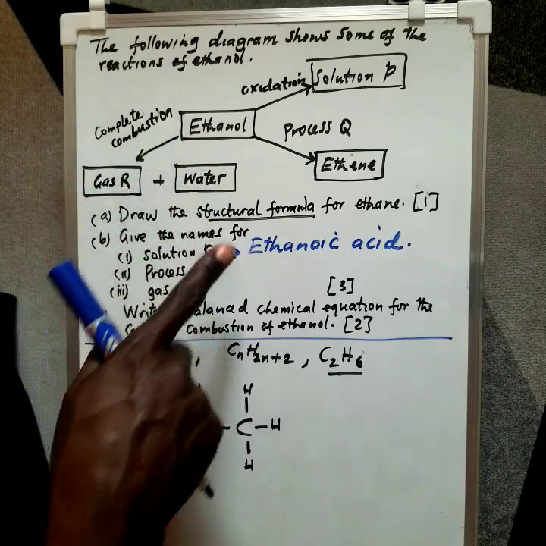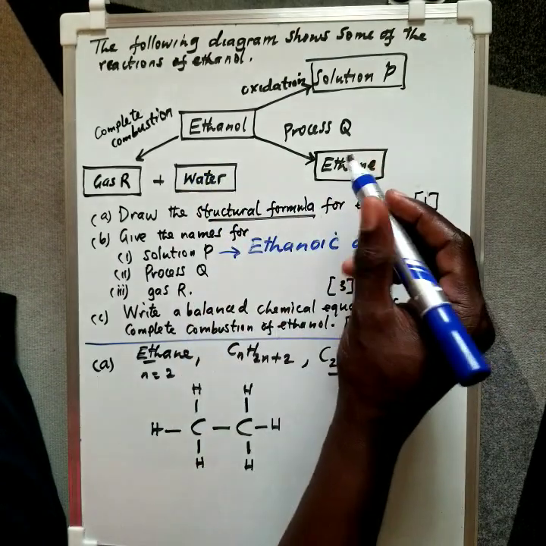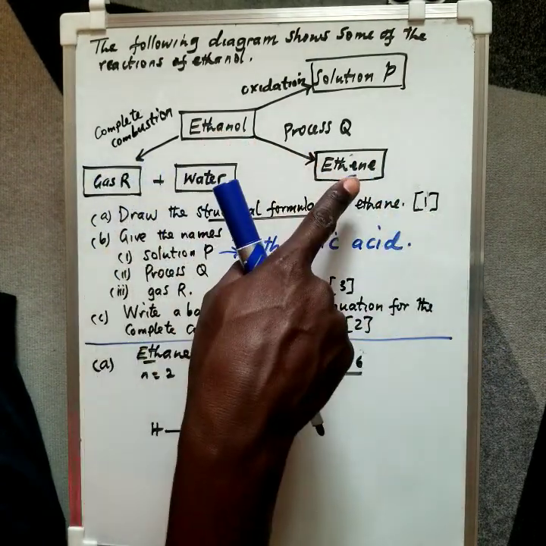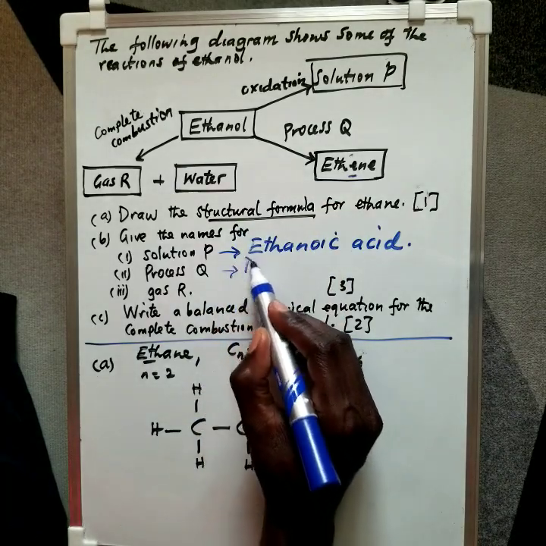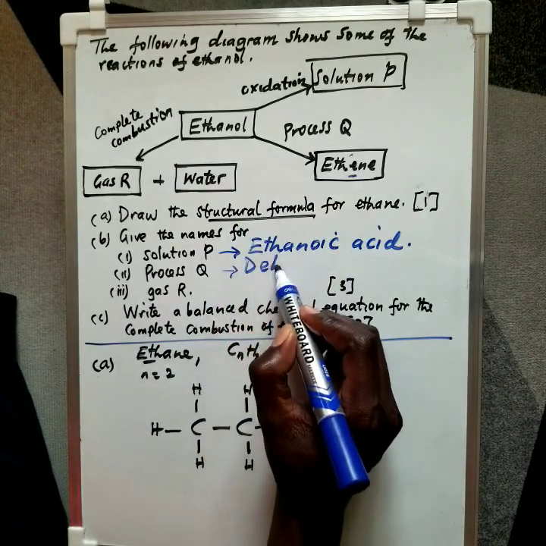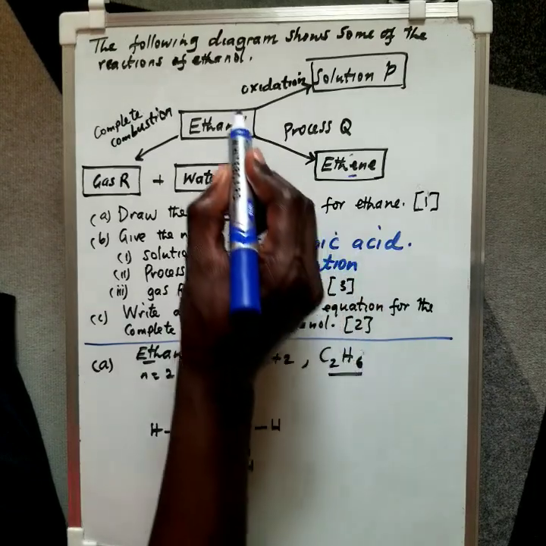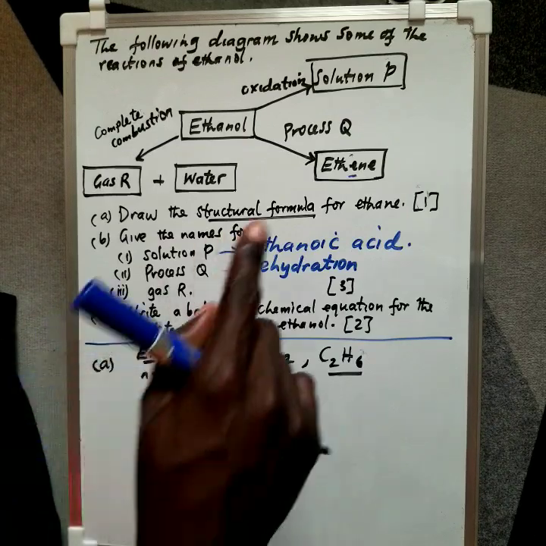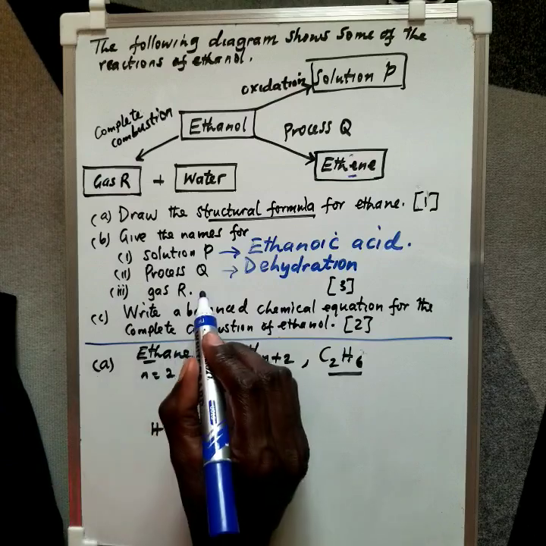Then process Q, ethanol becomes ethene. Now if you notice there's an E here, ethene. So what process converts ethanol into ethene? This is what we call a dehydration reaction. So when water is eliminated from the alcohol, what is produced is ethene. So that's a dehydration reaction.